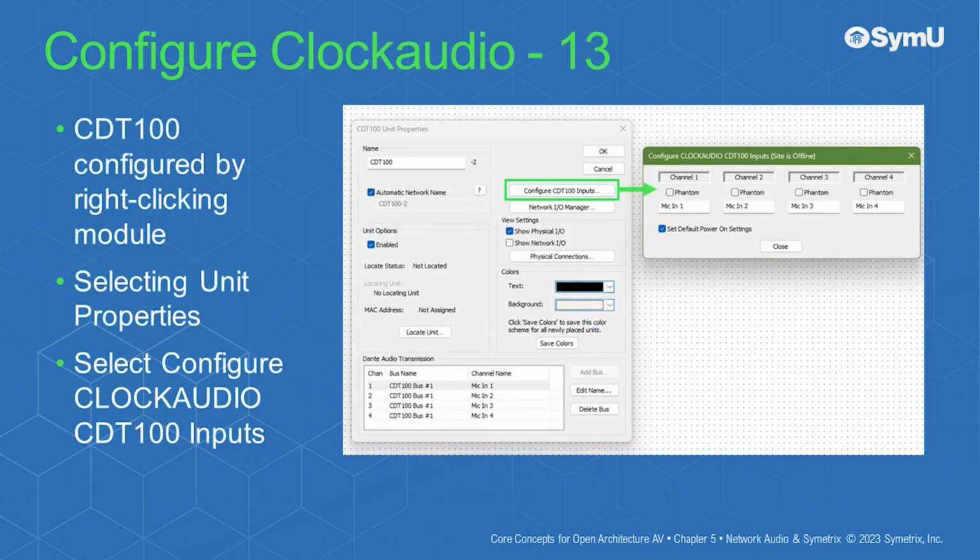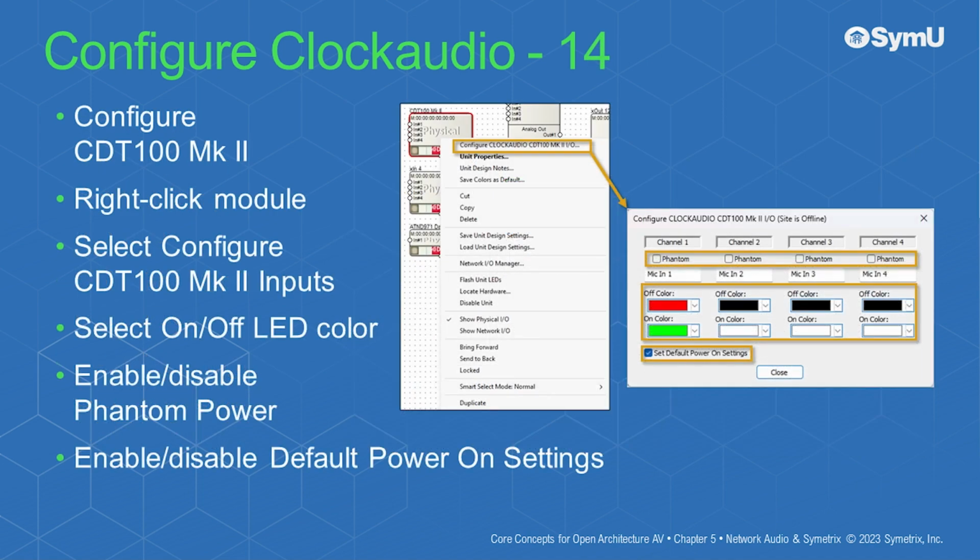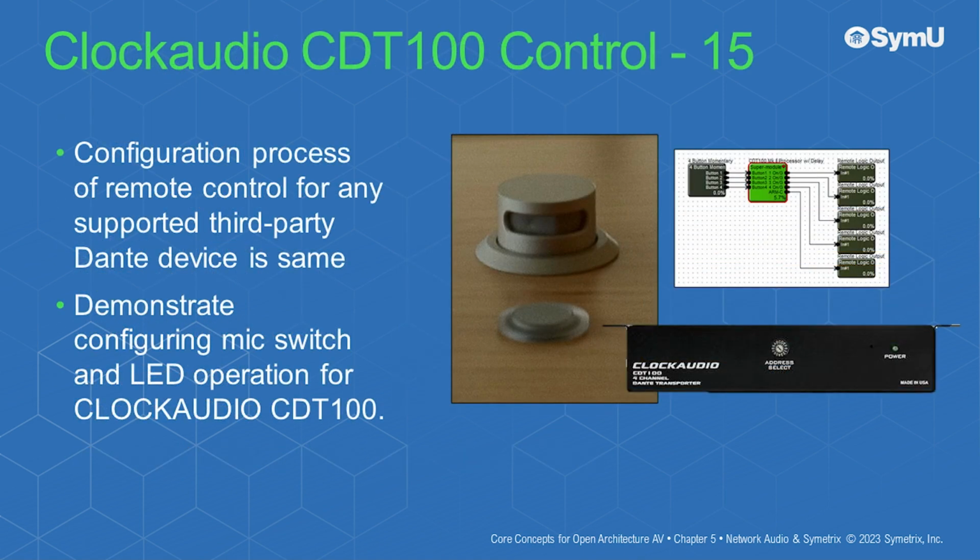The CDT100 can be configured by right-clicking the module and selecting Unit Properties. Then select Configure Clock Audio CDT100 MK2 Inputs. To configure the CDT100, right-click on the module and select Configure Clock Audio CDT100 MK2 Inputs. From this window, select On/Off LED Color, Enable/Disable Phantom Power, and Enable/Disable the default power on settings. The configuration process of the remote control features for any supported third-party Dante device is the same.